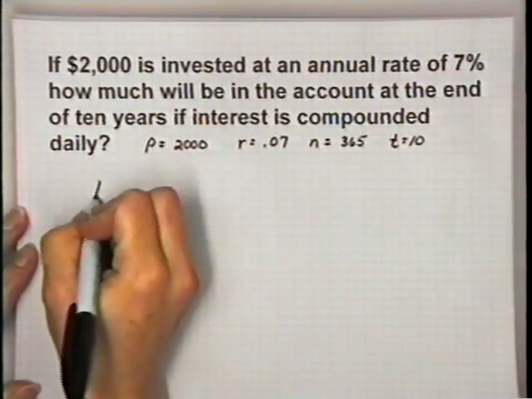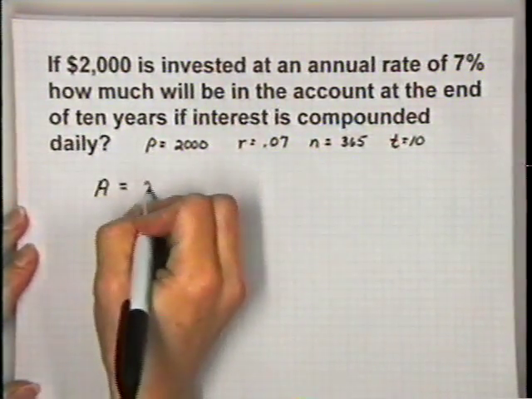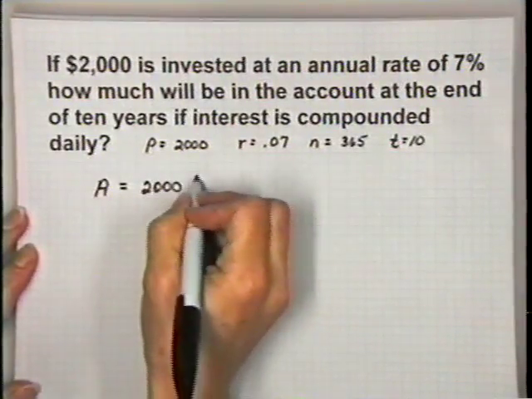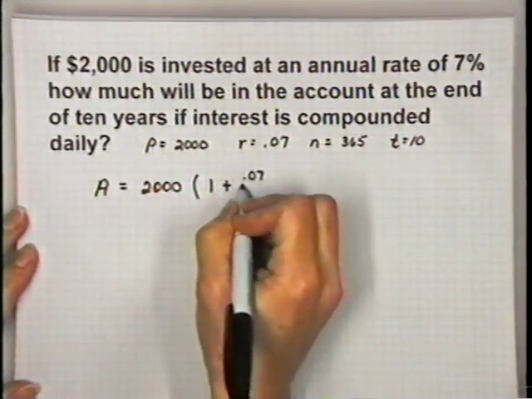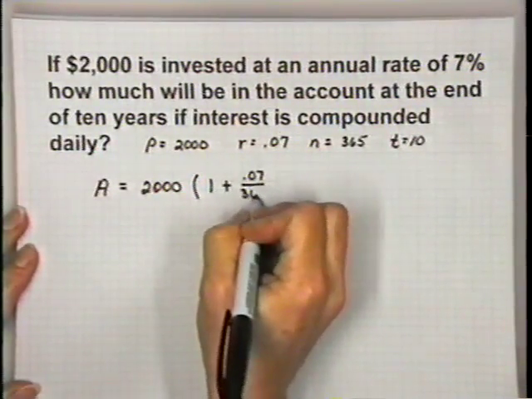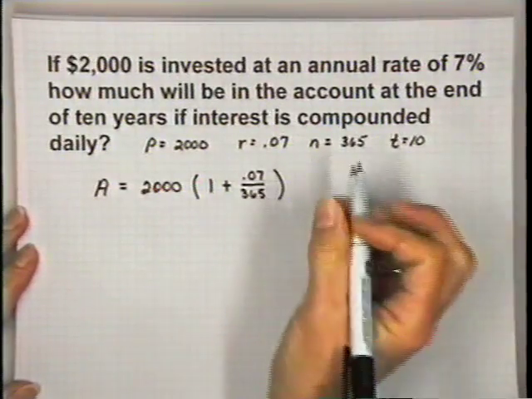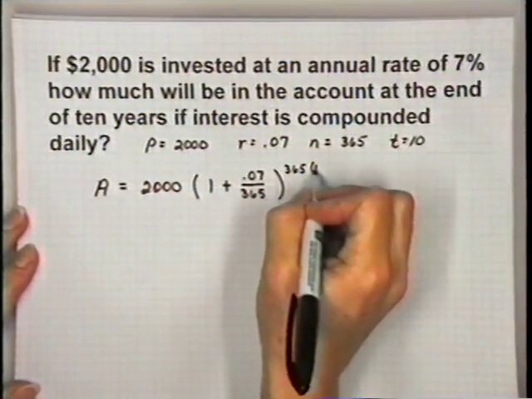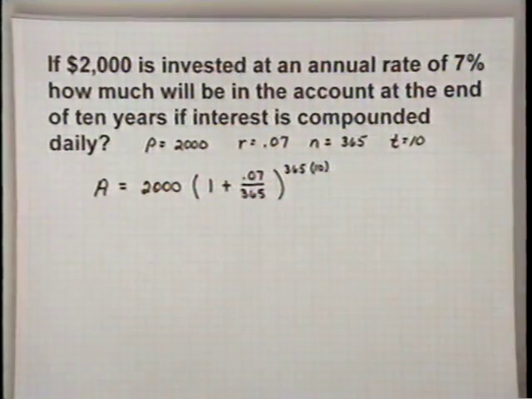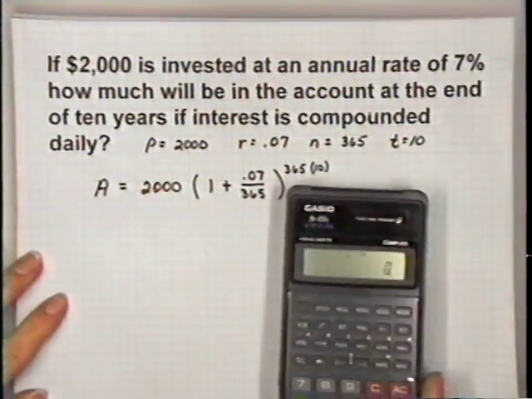So if you recall our formula, A equals our P, 2,000, times the quantity 1 plus the R, which is 0.07, divided by the N, 365, and that is raised to the 365 times 10 power. Of course, you can do that multiplication in your head and know that that's 3,650, can't you? Okay, well, let's go to the calculator, and I'm going to do this sort of like I did that last one a while ago.